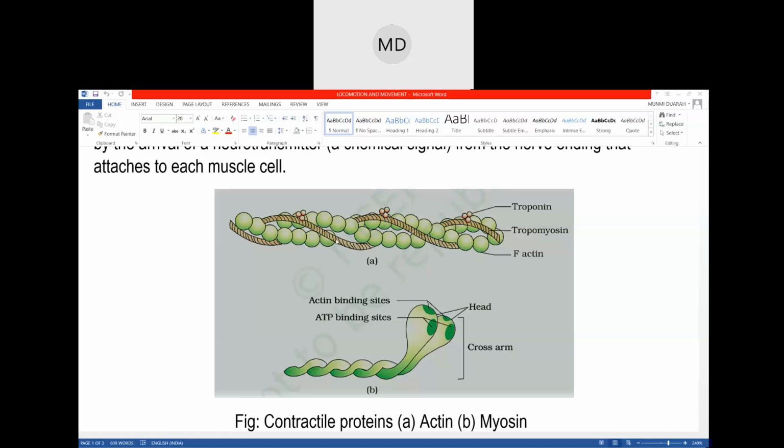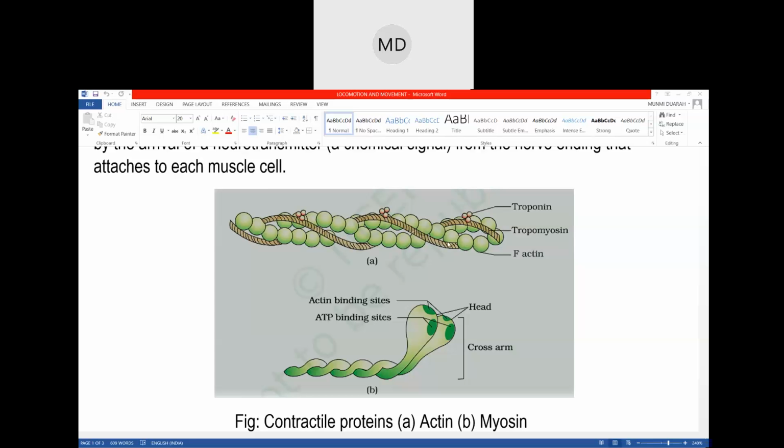This actin will come and join to the myosin head, and then what will happen? They will break down ATP. There are ATP binding sites also here. When this actin comes and binds to the myosin, the ATP will break down and give energy. Then they will slide through one another and move. That is why it is known as sliding filament theory.